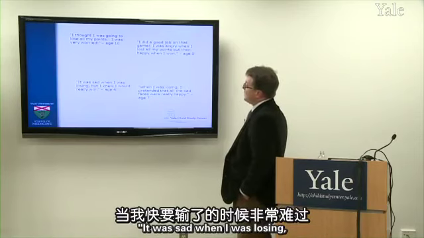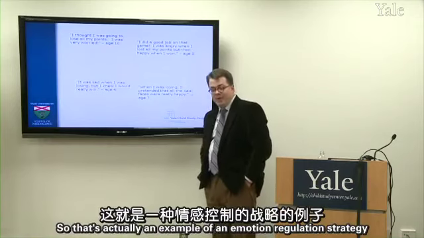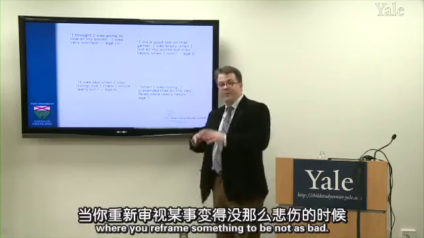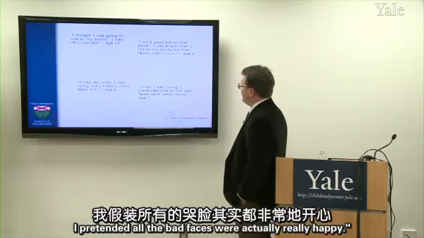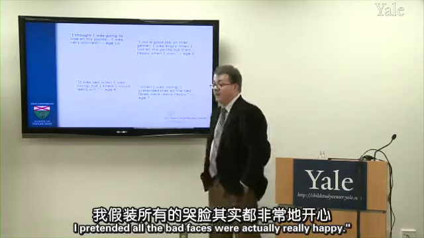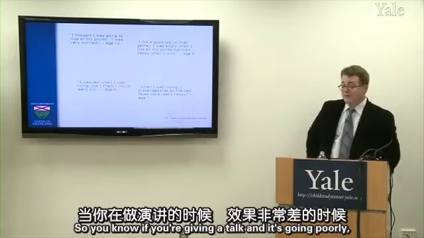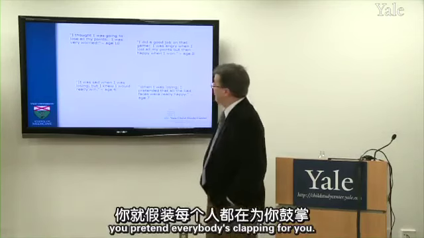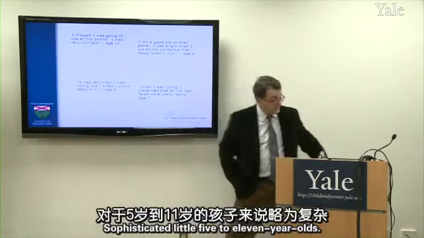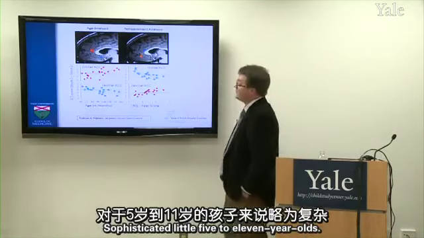"It was sad when I was losing, but I knew I would really win." That's actually an example of an emotion regulation strategy where you reframe something to be not as bad. "When I was losing, I pretended that all the bad faces were really happy." That's actually a very sophisticated emotion regulation strategy. So, if you're giving a talk and it's going poorly, you pretend everybody's clapping for you. So, sophisticated little 5 to 11-year-olds.